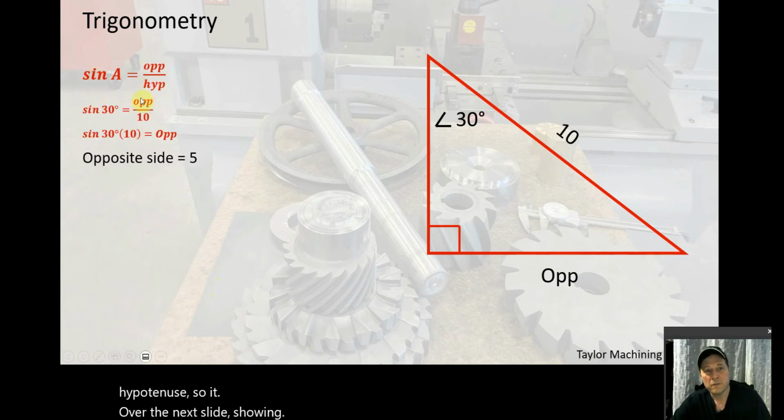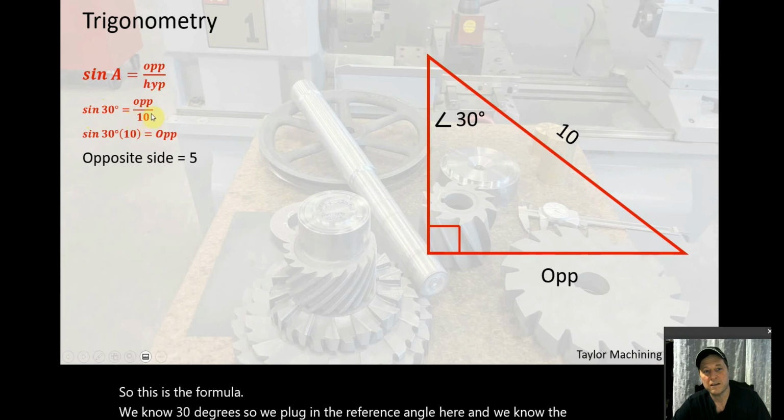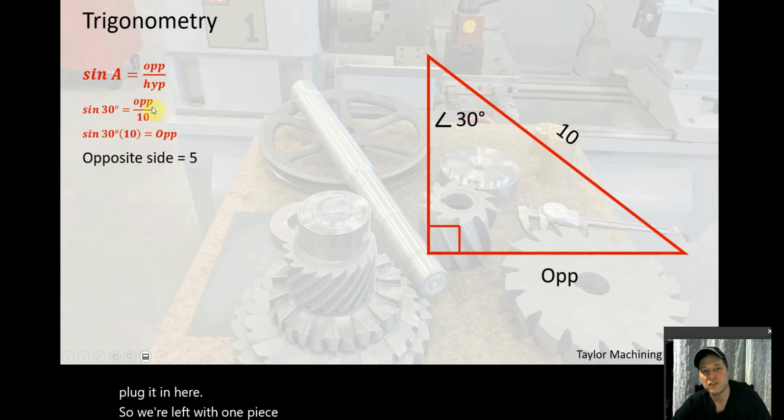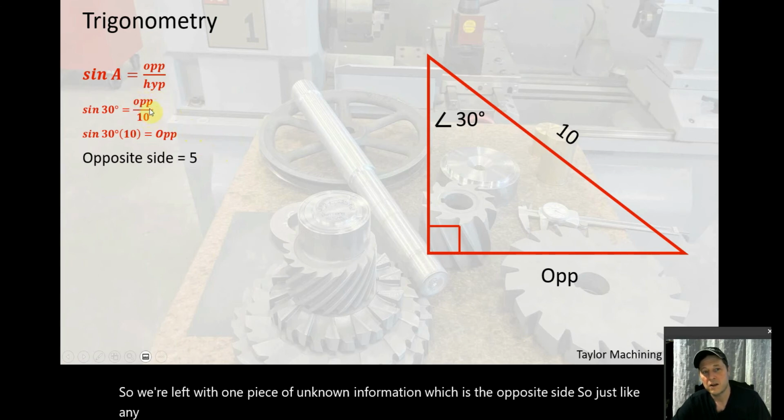So this is the formula. We know 30 degrees, so we plug in the reference angle here. And we know the hypotenuse, so we plug it in here. So we're left with one piece of unknown information, which is the opposite side. Just like any algebraic expression, we need to isolate the unknown. So we isolate it to one side.